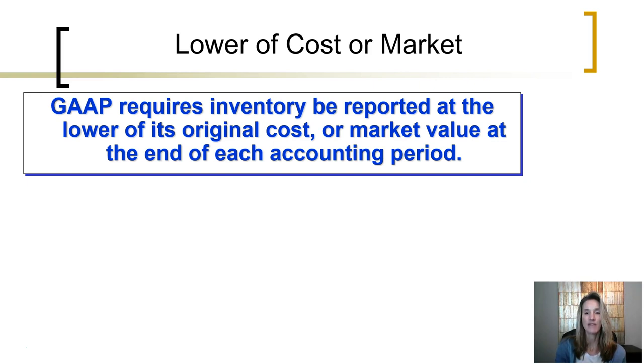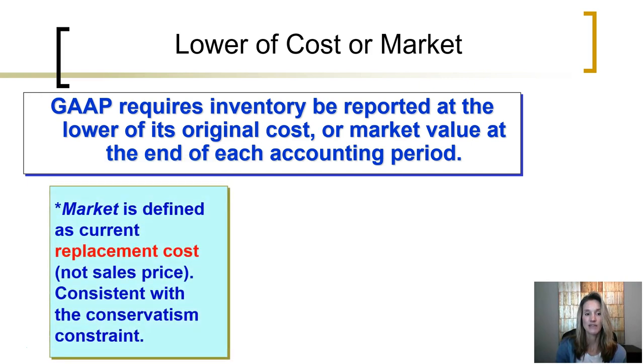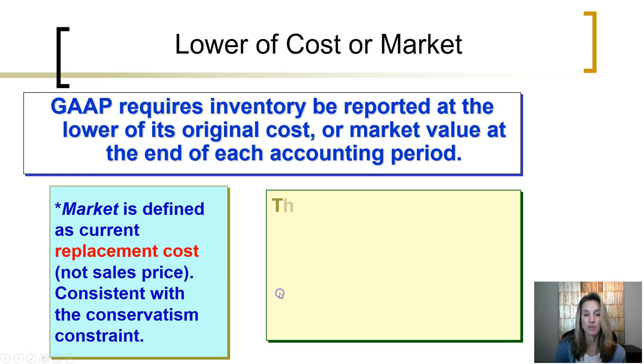GAAP requires that inventory be reported on the balance sheet at the lower of its original cost or the market value at the end of each accounting period. This is a conservatism constraint that GAAP puts on to the reporting of assets. Market is defined as the current replacement cost, not the selling price. This is consistent with being conservative.